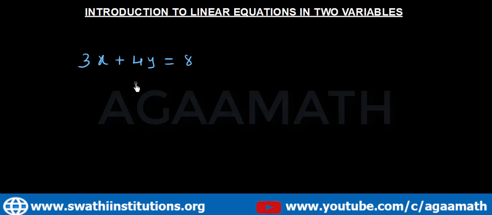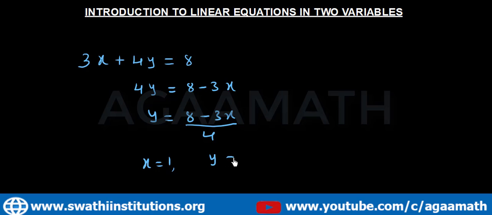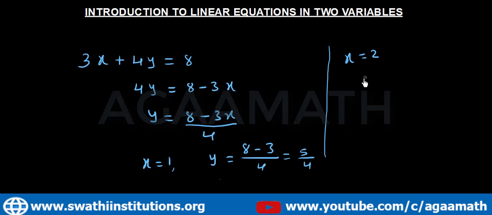If I do one thing, 4y equals 8 minus 3x, transferring 3x to this side, now y equals 8 minus 3x over 4. If we take x equals 1, I get y equals 8 minus 3 of 1, which is 5 over 4. If I take x equals 2, then y equals 8 minus 3 times 2, that is 8 minus 6 is 2, so 2 over 4. So here y equals 1 over 2.